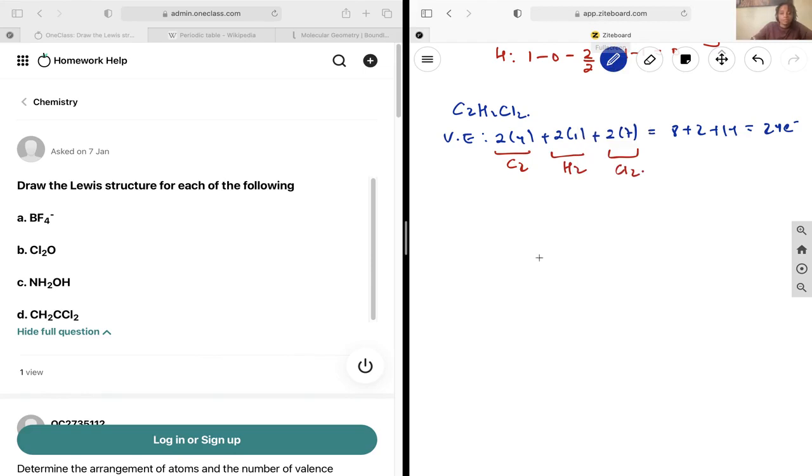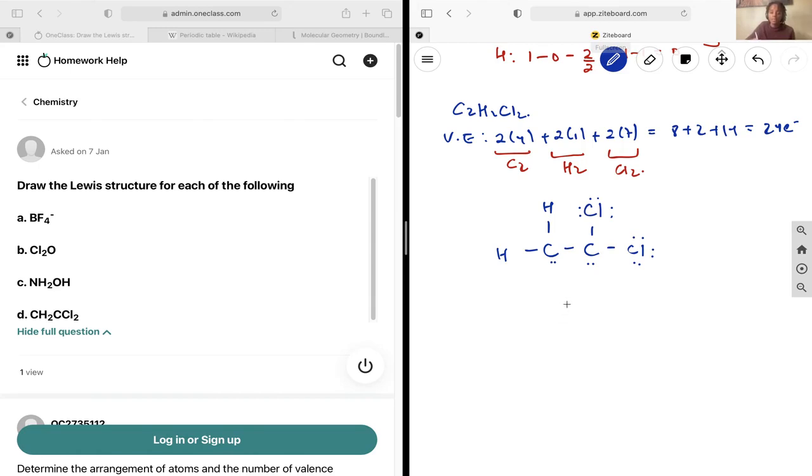We can label these. This is the C2, H2, Cl2. And so clearly here we're going to have C. Let's put the H on one of them and the Cl on the other. Let's start with a single bond between all of them, and fill in our valence electrons, our octets. See if that adds up to 24. So 2, 4, 6, 8, 10, 12, 14, 16, 18, 20, 22, 24, 26. So clearly we have too many electrons here.